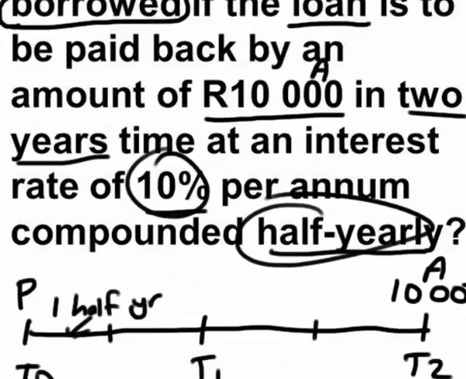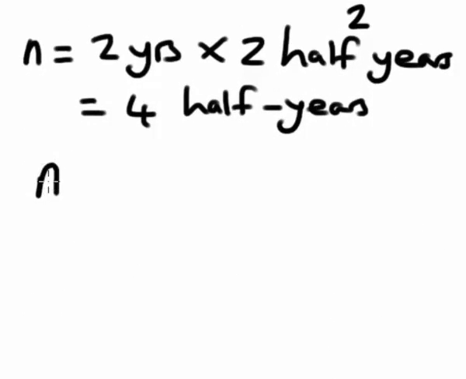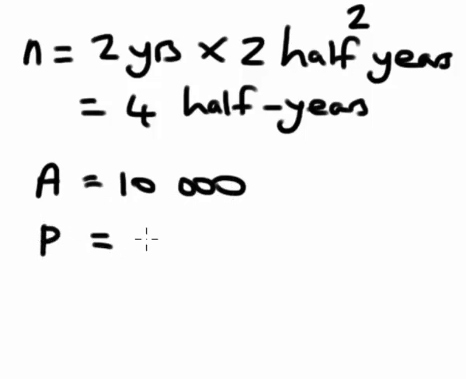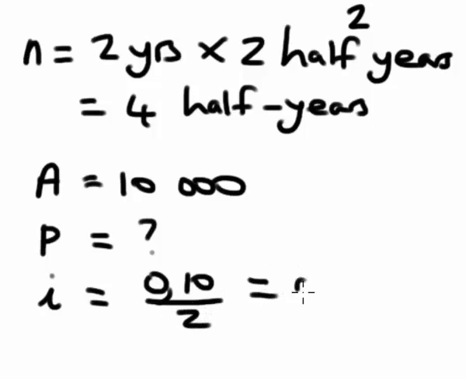Okay, so let's write down what we know. A is going to be 10,000. That's the accumulated amount. That's the loan that you're going to pay off in 2 years' time. The present value P, you don't know that. You don't know what you borrowed, the amount borrowed. The i is 10% divided by 2, which is 0.05, if you work that out. And n here is 2 years times 2 half years. There's a half year, that's every single 6 months, and there's 4 half-year periods in the 2-year period.